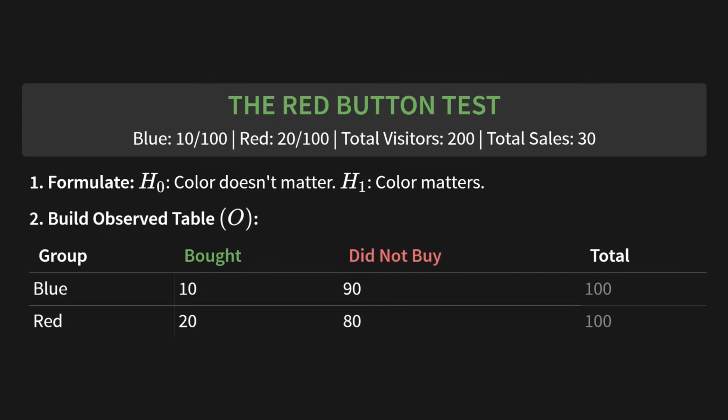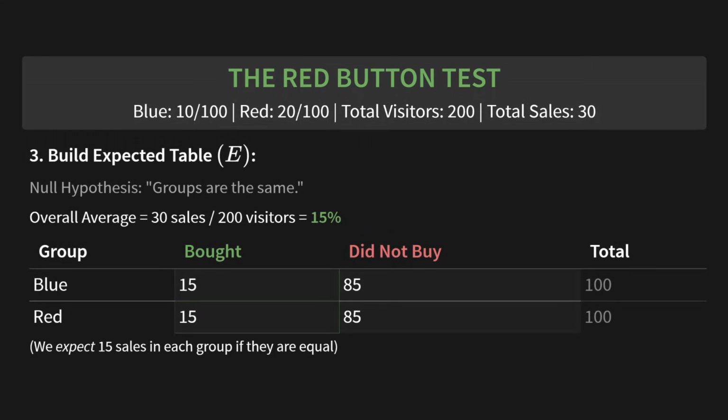Now for the fun part. Step 3, build the expected table. What would this table look like if the null hypothesis were true? If button color really didn't matter? Well, overall, we had 30 sales from 200 total visitors. That's an overall average conversion rate of 15%. So, if the null hypothesis is true, we would expect 15% of people in the blue group to buy. That's 15 sales. And we'd expect 15% of people in the red group to buy, another 15 sales. See, under the null hypothesis, we expect the groups to be the same.